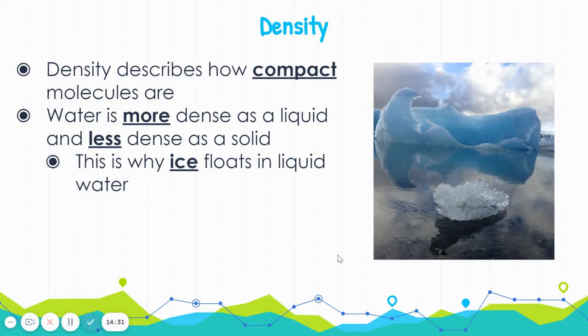The density of water is also unique. Density describes how compact the molecules are. Water is more dense as a liquid and less dense as a solid. This is why ice is going to float on liquid water. So typically, if we put something in a liquid and it is more dense, it's going to sink. If it is less dense, it is going to float. Normally, when something is a solid, it's going to be more dense than a liquid, but water is the opposite. That's why we have icebergs, for example, in the oceans, because water, when it is solid, is less dense than when it is a liquid.